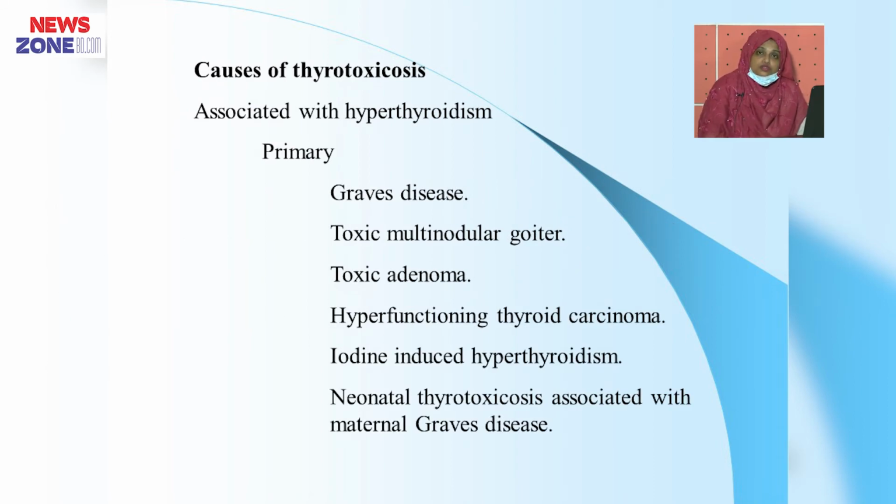What are the causes of thyrotoxicosis? We can classify them into two broad categories. One is associated with hyperthyroidism and another one is not associated with hyperthyroidism. Those associated with hyperthyroidism can also be classified into primary and secondary. The primary causes include Graves' disease, toxic multinodular goiter, toxic adenoma, hyperfunctioning thyroid carcinoma, iodine induced hyperthyroidism and neonatal thyrotoxicosis associated with maternal Graves' disease.